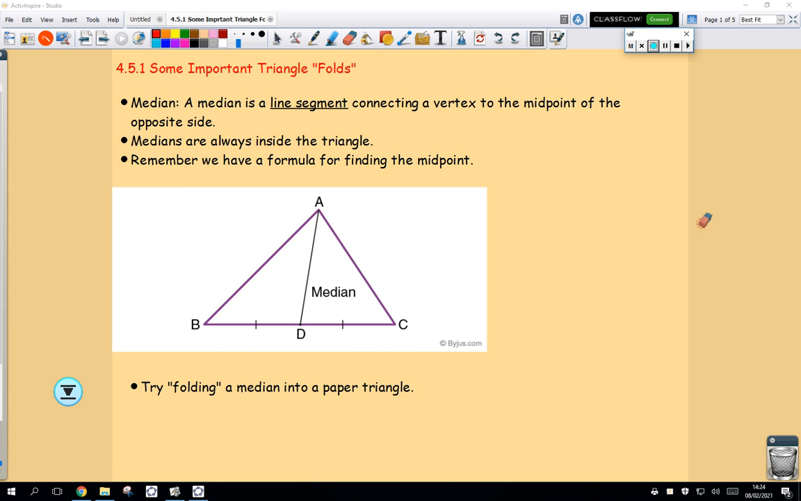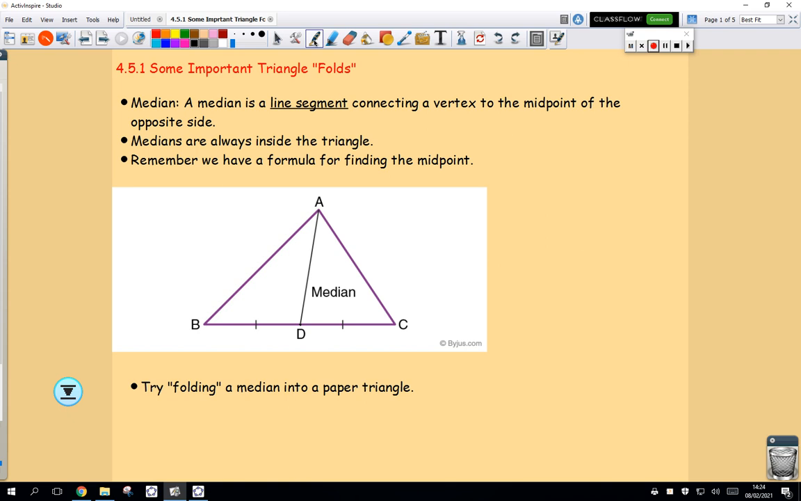Okay, in this lesson I'm going to look at some important folds of triangles. Triangles can be folded into two separate parts along particular lines. I'm going to look at 4 of these folds that we talk about.